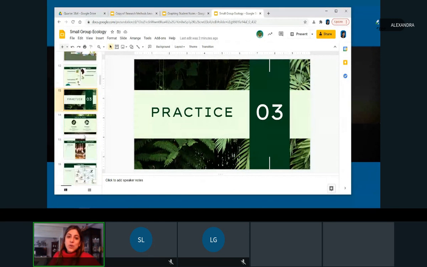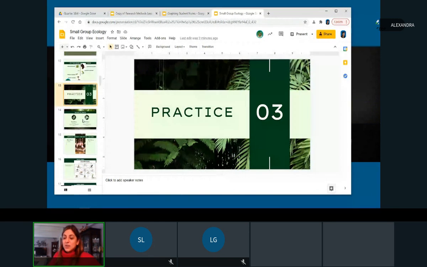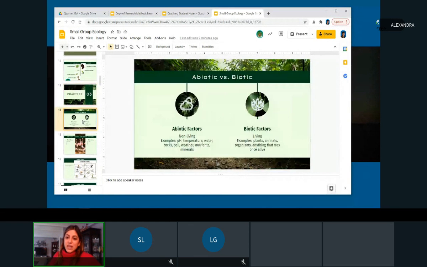So now we're going to start going into practice. I have a couple of questions, a couple of things I want you guys to do. In abiotic factors, just to remind you, abiotic factors are things that are not living. That word, the a, can mean the opposite. So abiotic, non-living.